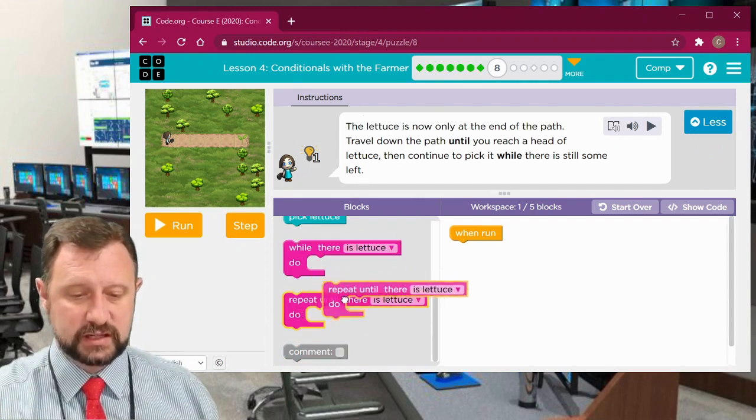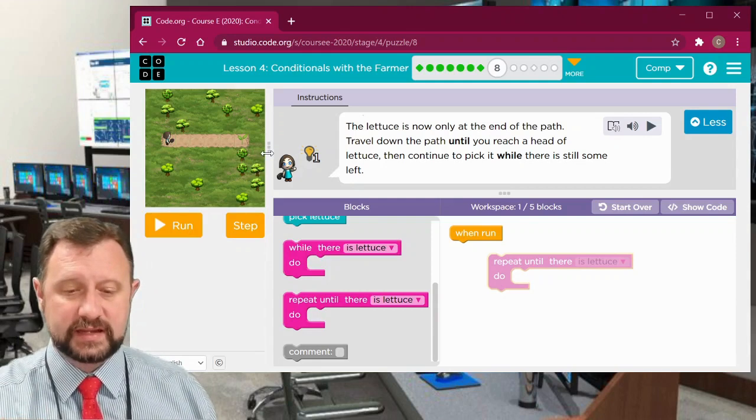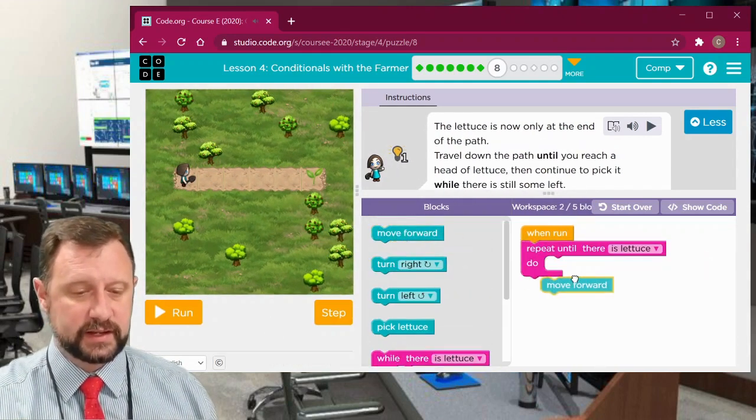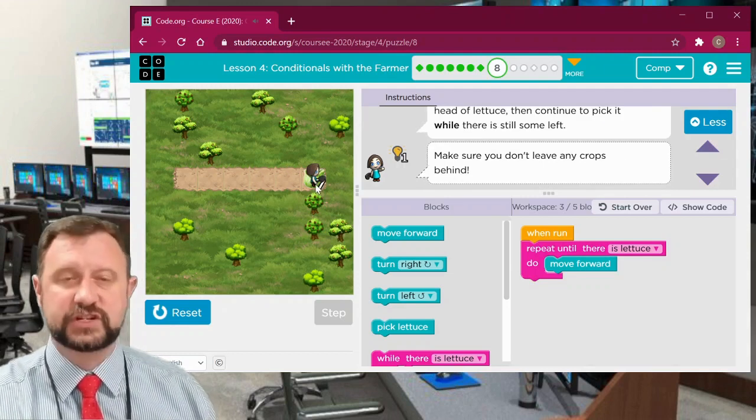Do this until there's lettuce. Now that means that we can tell our farmer to do something until she gets to lettuce. In this case, we're going to have her move forward. Go forward until there's lettuce. Notice that she doesn't stop until she gets to the lettuce.